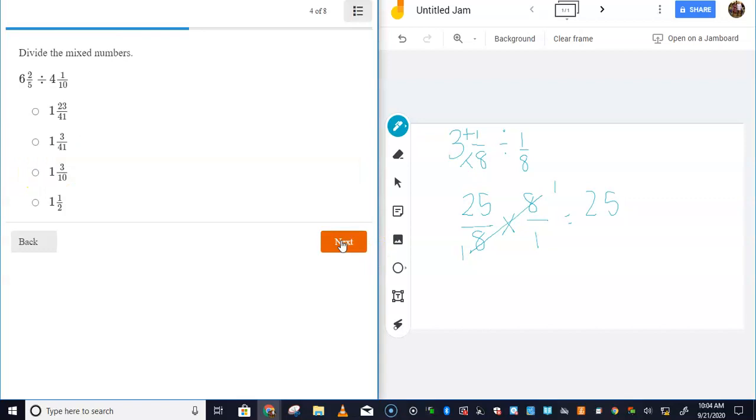Okay, for the remaining ones on here, I'm just going to do one more with you, and then I'm going to expect you to do the remaining ones without me, because you can try to figure out what they are.